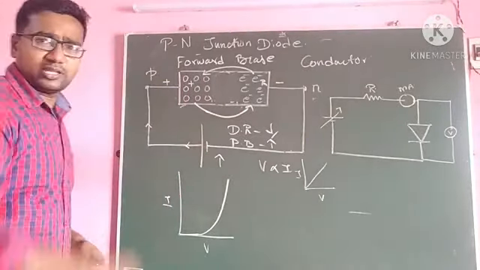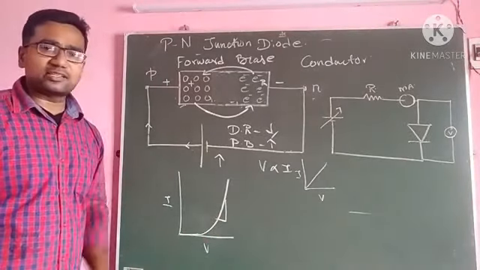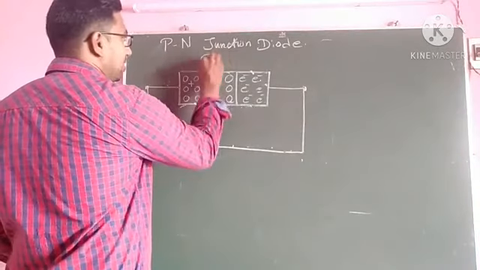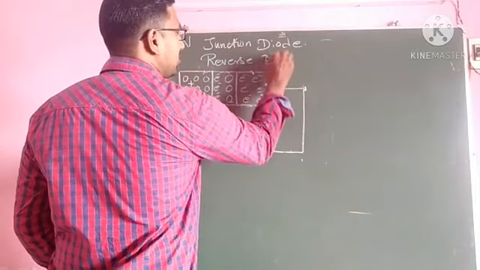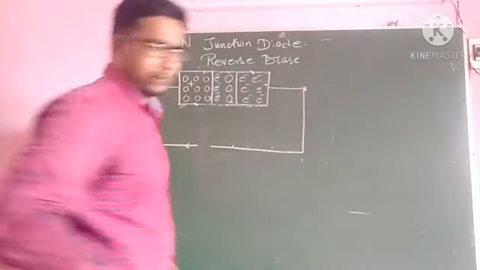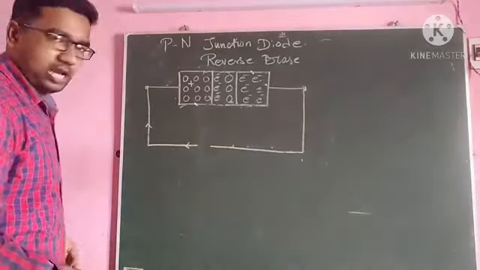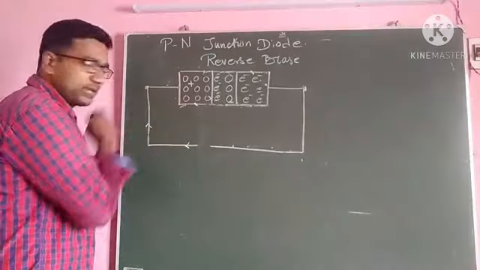We can easily find the resistance value by getting the slope. Am I right? So this is the characteristics of forward bias of a PN junction diode. Reverse bias. By applying the potential, the charge carriers overcome the potential barrier. Now I am going to apply the reverse bias to the PN junction diode.